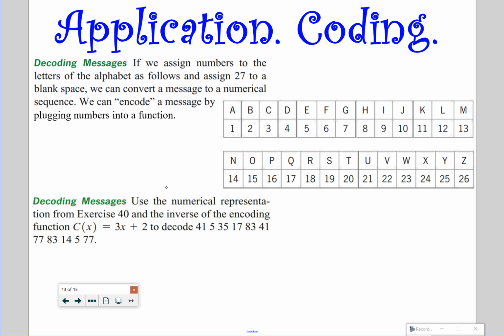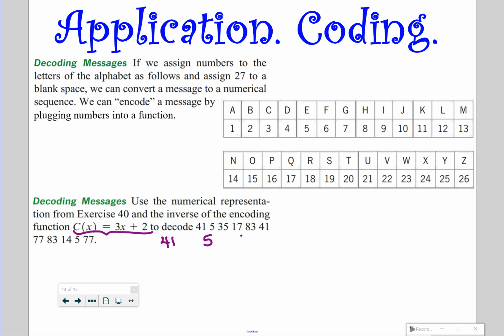We can encode a message by plugging numbers into a function. So here's our actual example. Let's say we've got function c for coding, and my equation is 3x plus 2. So this equation has been used to encode a message. So they've taken the message, let's say the message was hi, so that would be h is 8 and i is 9. They plugged maybe those numbers 8 and 9 into the function, and this is what's coming out, all this list of numbers. So I'm going to write it out here.